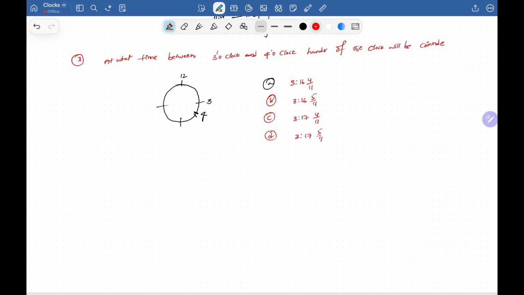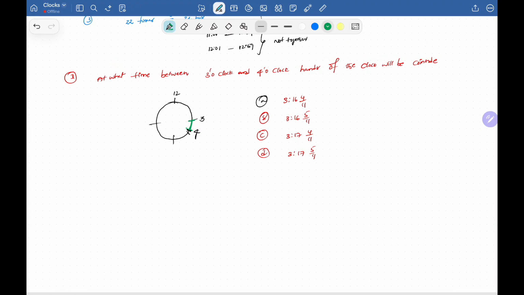How can you solve this? They are asking when the hour hand and minute hand are together between this area. How to solve this question? You already know. We need to find out the required time.